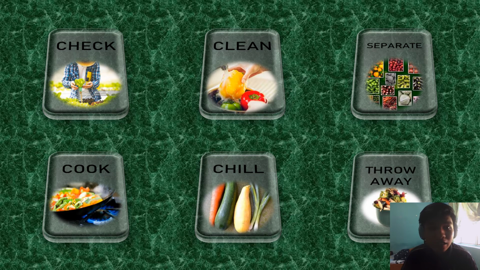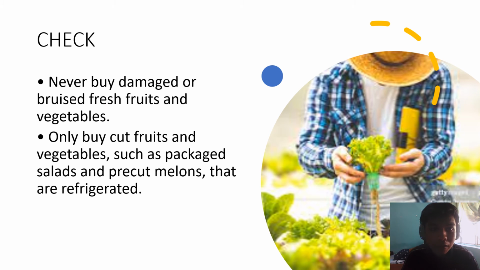So now there are 6 ways of handling our vegetables. First is check, second is clean, third is separate, fourth is cook, fifth is chill, and sixth is throw away. Firstly, we must check our vegetables, which means never buy damaged or bruised fresh fruit and vegetables. Secondly, only buy cut fruit and vegetables, such as packaged salad and pre-cut melons, that are refrigerated.